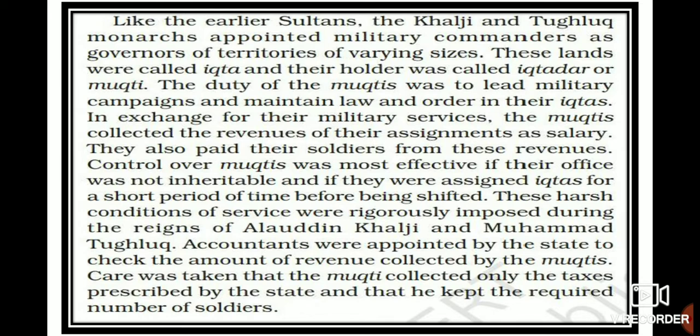So accountants were appointed by the state to check the amount of revenue collected by the Muktis. Care was taken that the Mukti collected only the taxes prescribed by the state and that he kept the required number of soldiers. All this care was taken by the kings, that is, the Sultans.